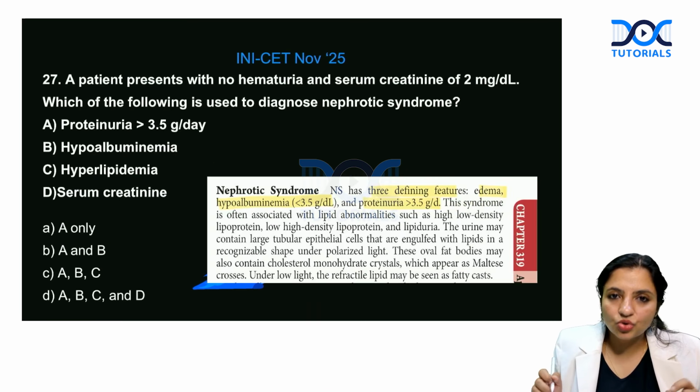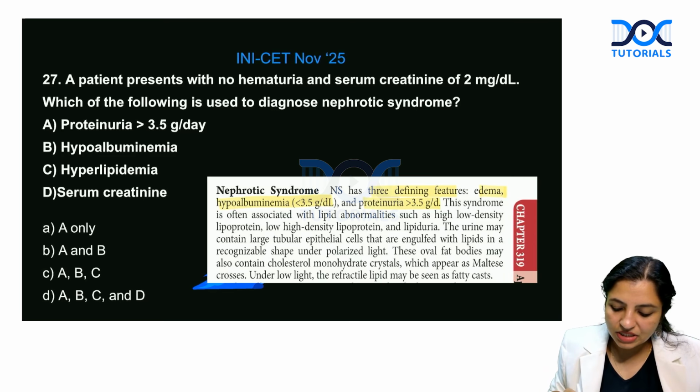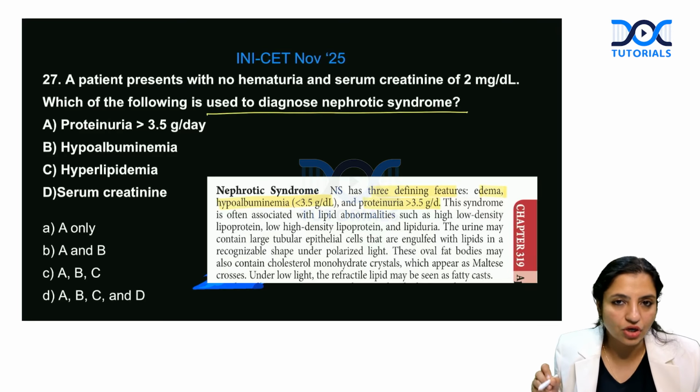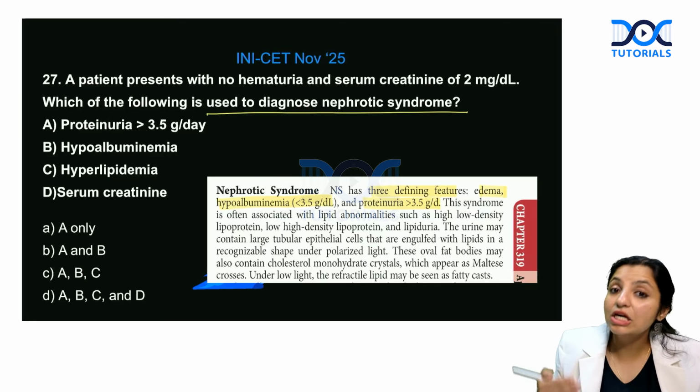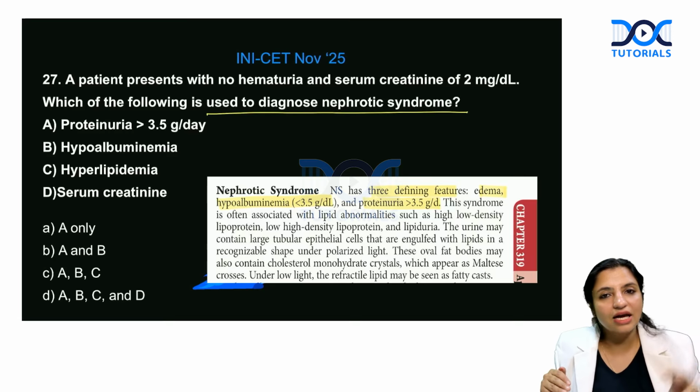Okay, next was a question which was a little tricky again. A patient presents with no hematuria, serum creatinine 2. Which of the following is used to diagnose nephrotic syndrome? So if you look at the diagnostic criteria of nephrotic syndrome, it relies on 3 features.